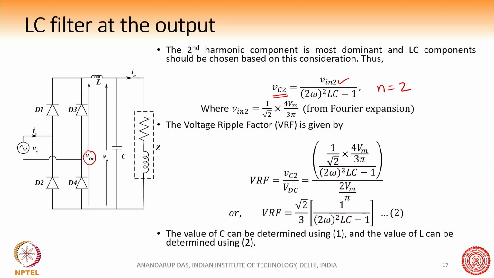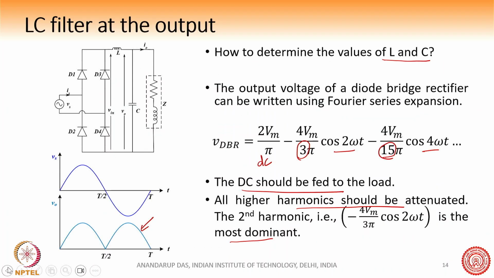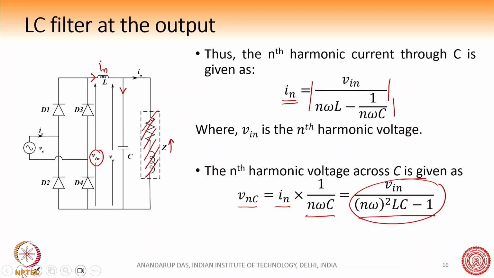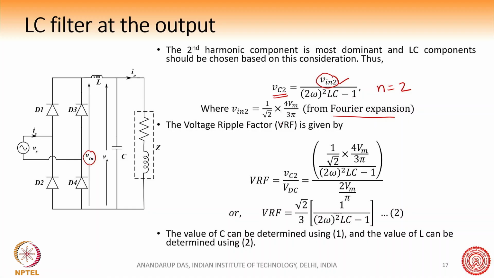So Vin2 is 1 by root 2 times the second harmonic amplitude. From the Fourier expansion, we have already found out what Vin2 is. If you see here, this is Vin2, the second harmonic voltage. So we can put it here, 1 by root 2 into 4 Vm by 3 pi from the Fourier expansion. So this is the VC2, the second harmonic component of the capacitor voltage.